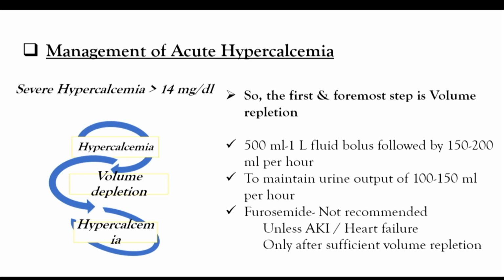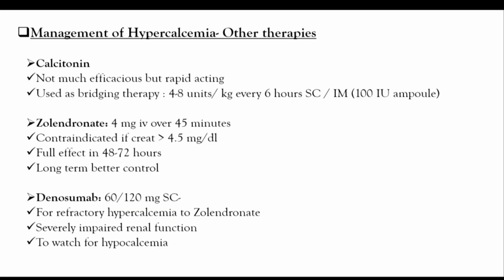So first and foremost step is volume repletion. It should be a 500 ml to 1 liter bolus, followed by 150 to 200 ml per hour. Our aim is to maintain the urine output in the range of 100 to 150 ml per hour. That is more important. And furosemide is not recommended by any guidelines, and it should not be used inadvertently unless there is AKI or heart failure. And even if we are using it, then we should use it after sufficient volume repletion, otherwise it will aggravate the AKI.